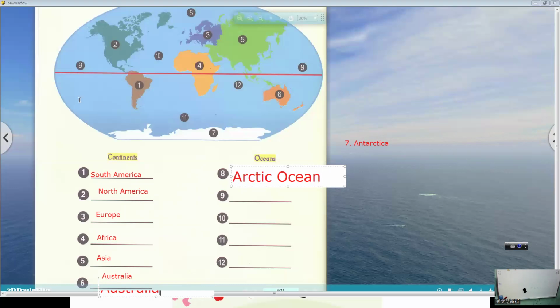Number 9. Equator. What ocean is it? Pacific. Here, this is the same ocean here. Pacific Ocean.